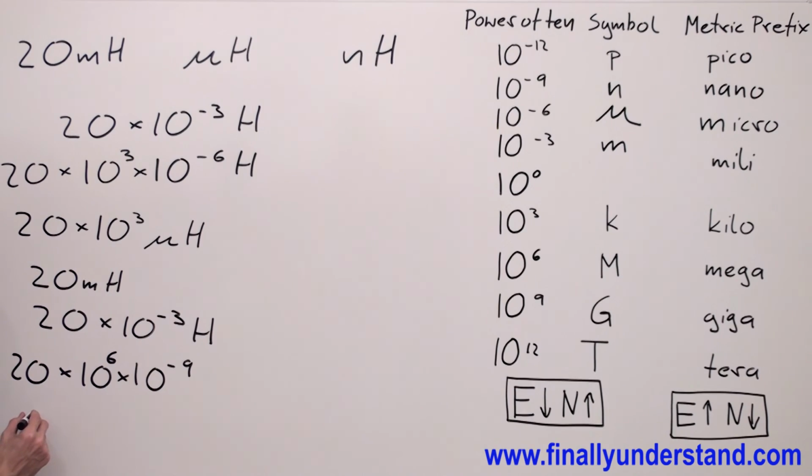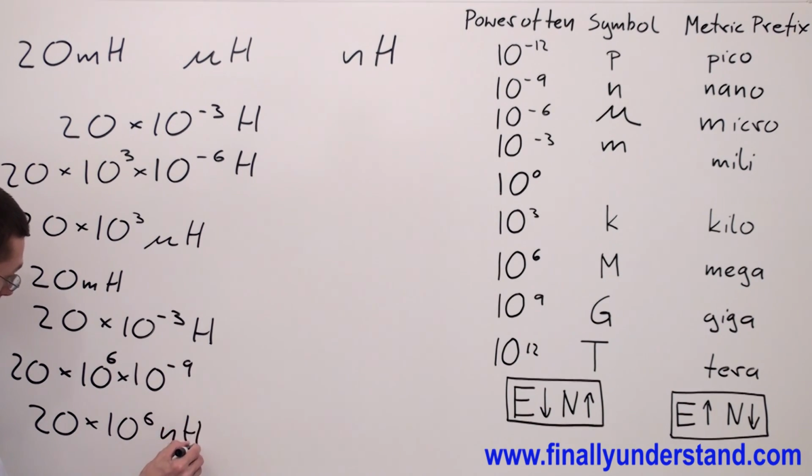That's why I'm going to write my answer as 20 times 10 to the 6, and this is going to be nanohenries, okay? I have to keep in mind that I deal with henries. And this is simply the answer to my problem. Remember, this number represents how many zeros I'm going to write after 20, and this was my prefix, and I converted this to nano. Okay, so this is the solution to my problem.